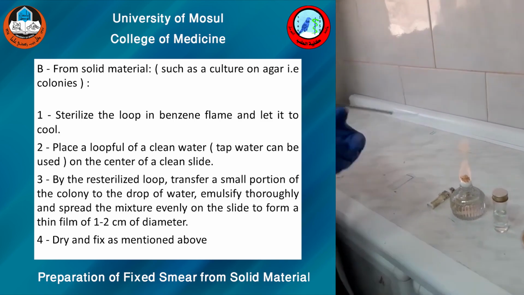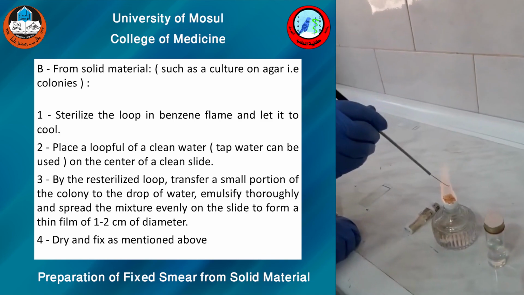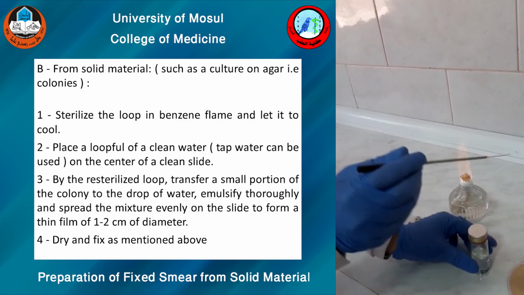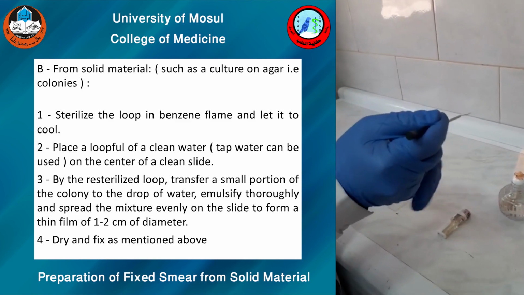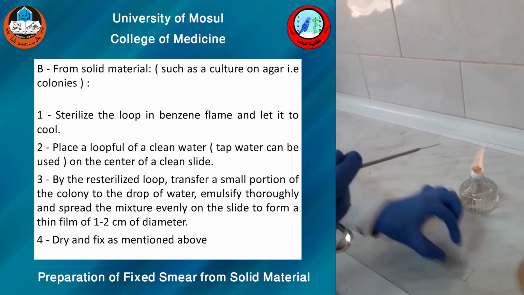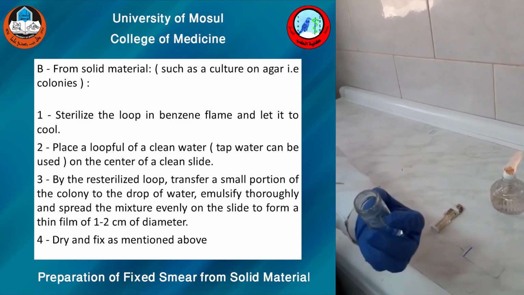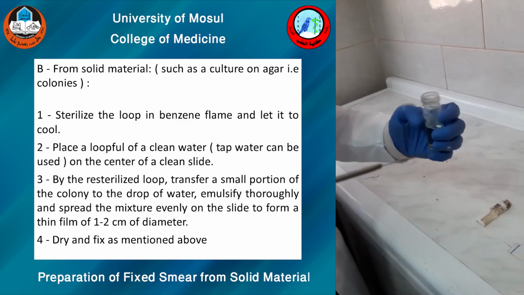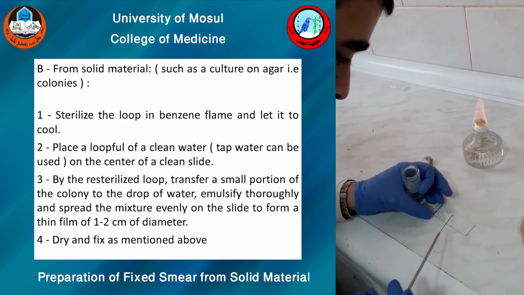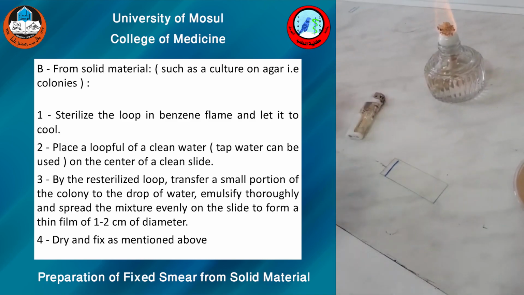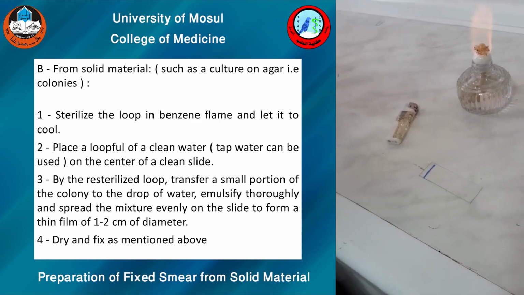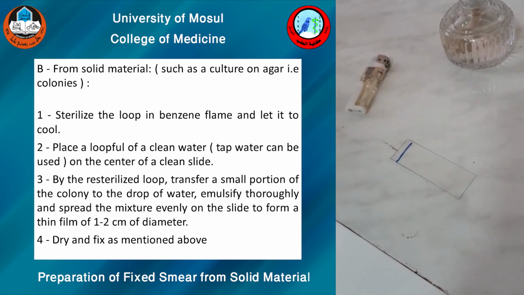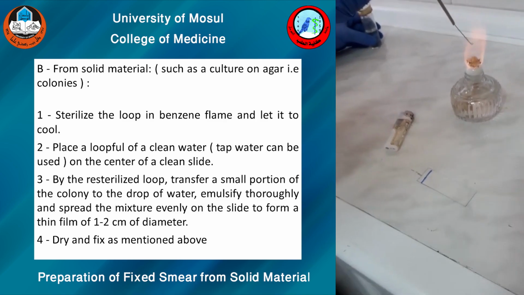First of all, we sterilize the bacterial loop in the benzene flame until it becomes red in color, and we place a loopful of clean water on the center of a slide. This is water. We take one loopful, and put it on the center of the slide. Because the material is solid, we have to use water in order to emulsify the solid material.